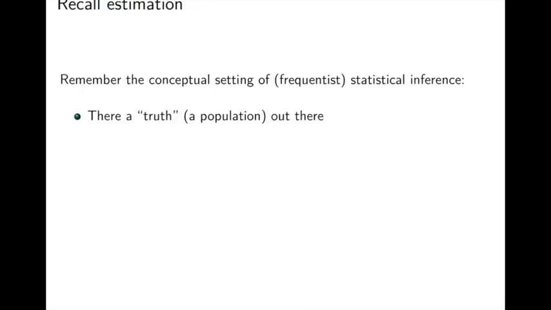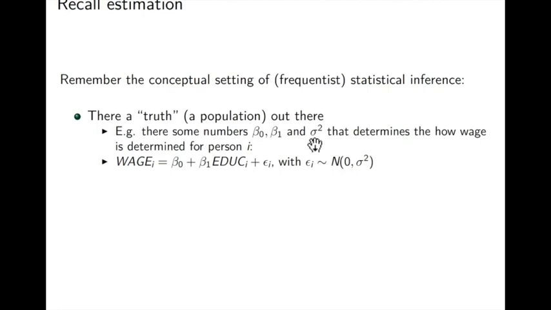So remember the setting of estimation. First, there is some truth out there. There's this conceptual tool that we developed last term called a population. This is the set of things you want to learn about, or the entities you want to generalize to. And there is some truth. It's out there. I don't know what it is, but it's fixed. So truly, there are some numbers, beta naught, beta 1, and sigma squared, such that truly person i's wage is determined in the population by whatever this population parameter is, plus whatever this population parameter is, times how much education person i got, plus everything else that matters for person i's wage that isn't their education.